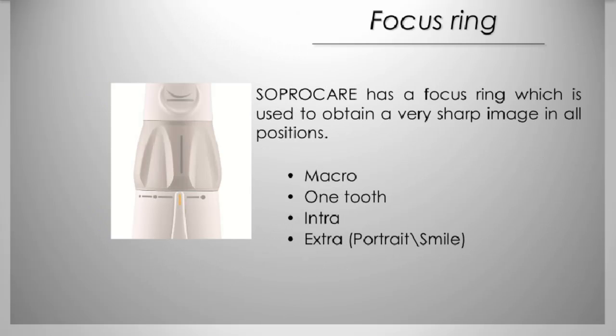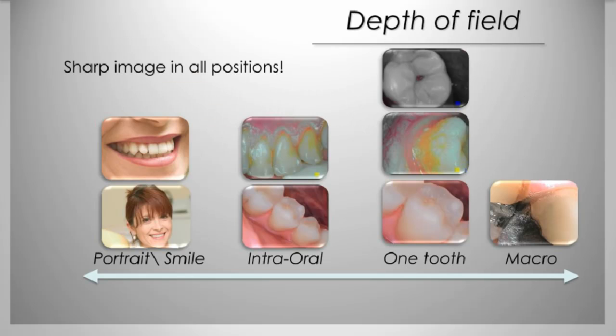The focusing ring right away. This is just by your fingertips, and you can go to different positions. They're all very, very sharp. There's macro, one tooth, intra, or extraoral, and I'll just talk to you about those for just a second. The depth of field. This is important here.